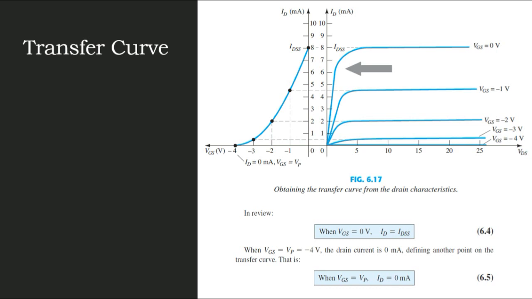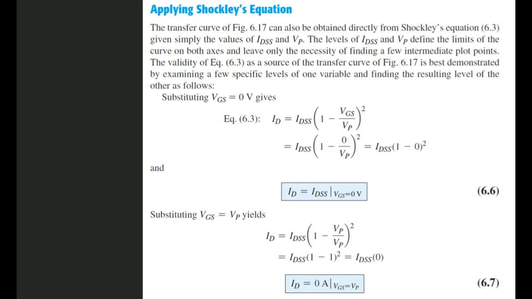So here is another part of this topic. We will apply Shockley's equation to these two conditions, and let's see what the results will be. First of all, in equation 6.3, ID is equal to IDSS, and we have taken just Shockley's equation, and we will put VGS equal to 0 volt in this equation.